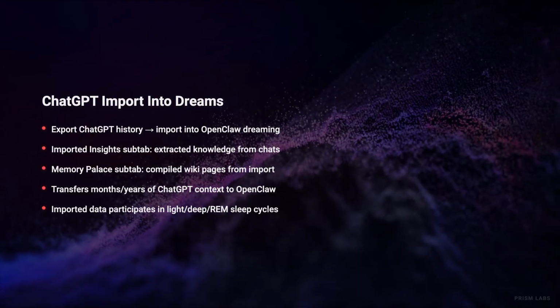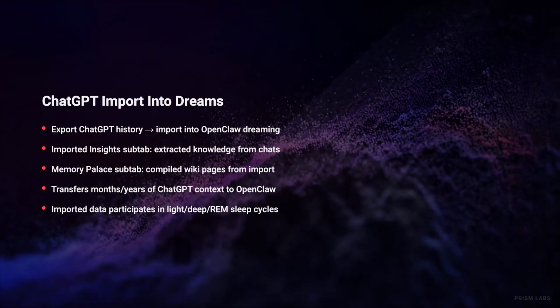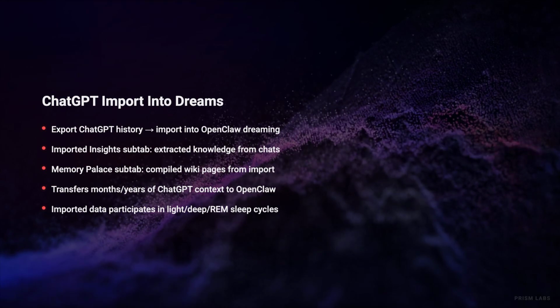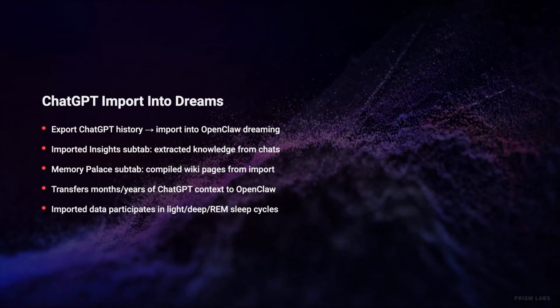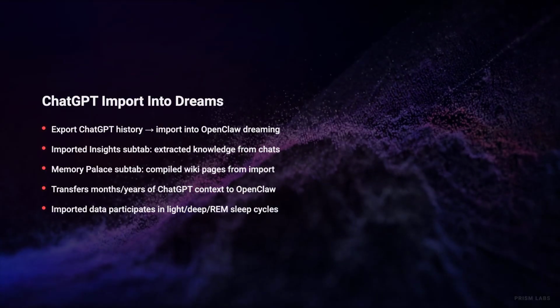2 new diary subtabs appear in the UI. Imported Insights shows the compiled knowledge extracted from your ChatGPT conversations, and Memory Palace displays the wiki-style pages that the Dreaming system generates from the imported data.